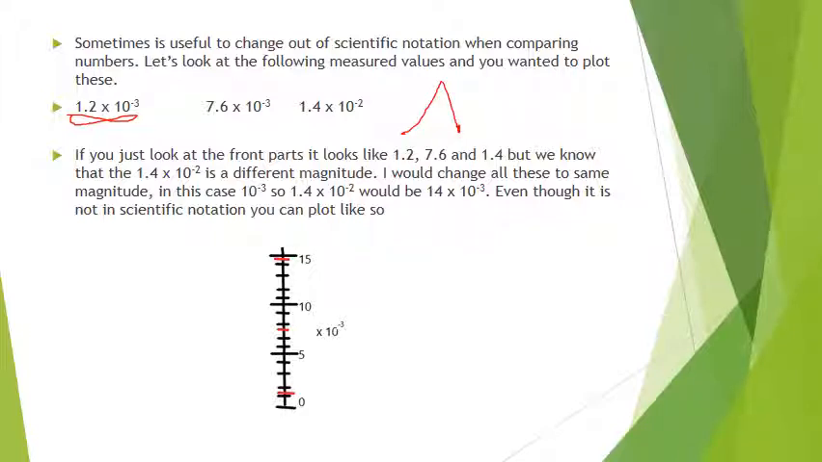Okay, and obviously that's not what's happening. These numbers increase, so you're going to get a line that goes up. And so what you have to do is change this number here to the power of minus third. So that will make this now 14 times 10 to the minus third. Okay, and then when you graph, here's your 1.2, here's your 7.6, and here's your 14.